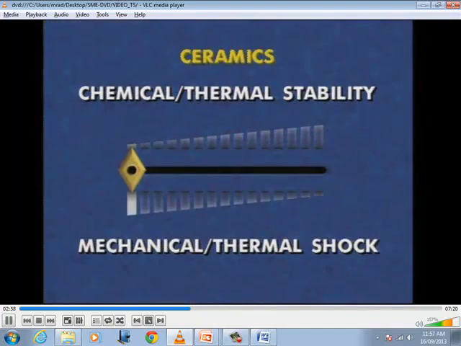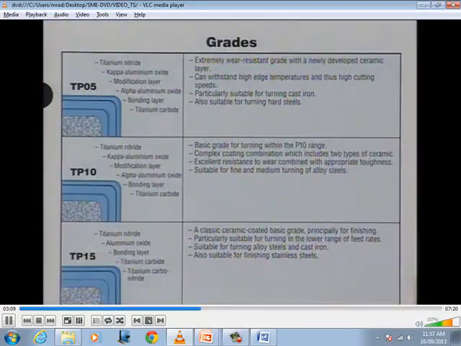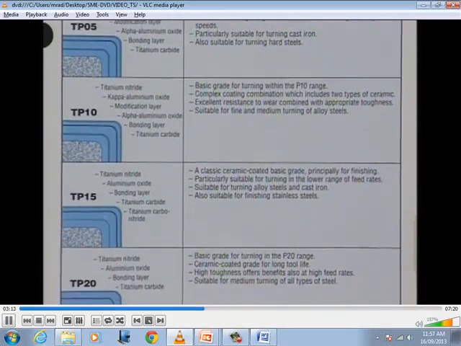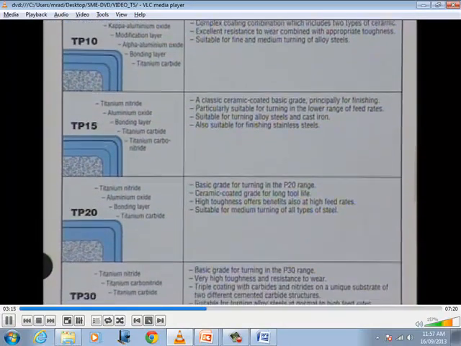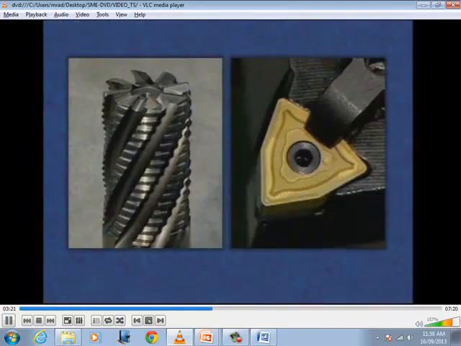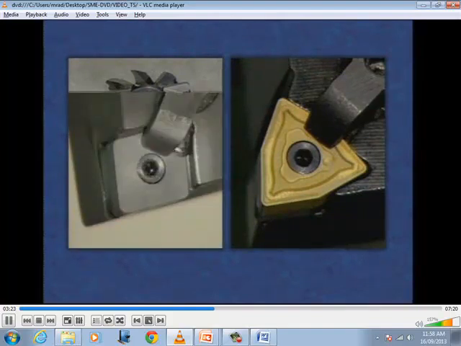For example, materials with excellent chemical and thermal stability, such as ceramics, tend to be brittle, with limited resistance to mechanical and thermal shock. These variable properties take place both within a material class, such as different grades of carbide, as well as when comparing different classes of tool materials, such as high-speed steel and carbide, or carbide and ceramics.